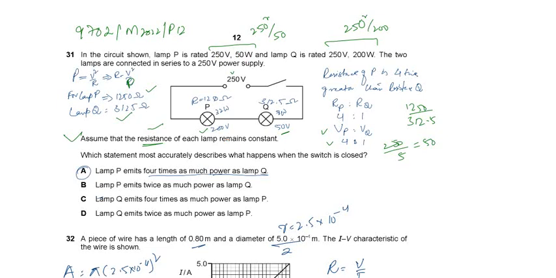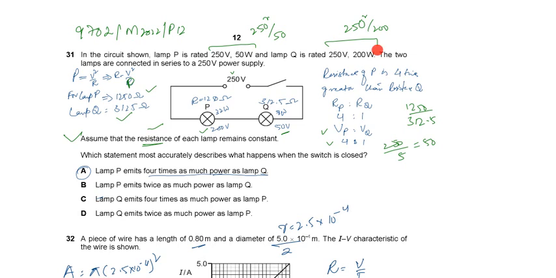So we need a formula that contains power, potential difference, and resistance. We have this formula: P equals V squared over R. In this circuit, first we need to find the resistance, which is fixed. As it says, it's constant. So we see 250 volt and 50 watt. V squared over P means 250 squared over 50 for P, and 250 squared over 200 for Q.